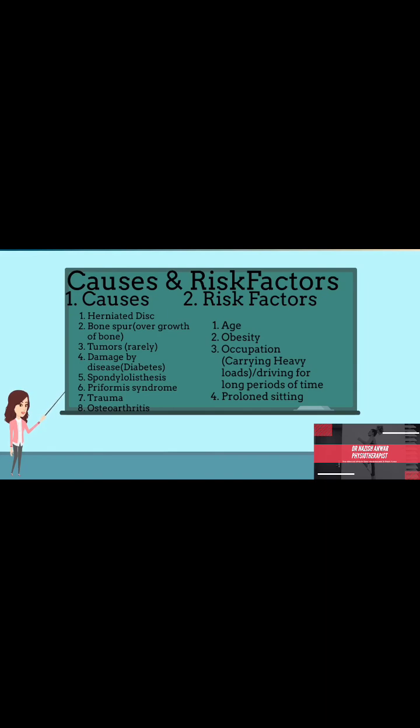The next cause is bone spur, overgrowth of bone, tumors which occur rarely, and nerve damage by disease such as diabetes mellitus. Spondylolisthesis is the forward slippage of one vertebra on another. Piriformis syndrome is a condition in which the piriformis muscle, located in the buttock region, spasms and causes buttock pain. The piriformis muscle can irritate the nearby sciatic nerve and cause pain, numbness, and tingling. The next cause is trauma, and the last one is osteoarthritis, which is degenerative joint disease.